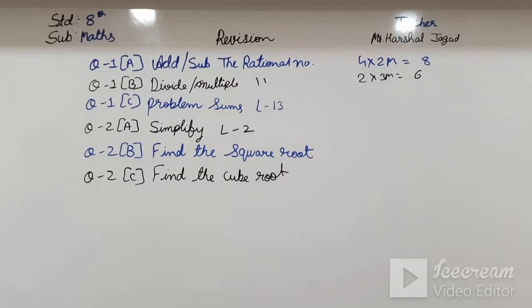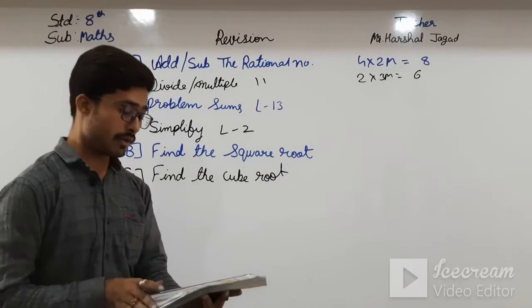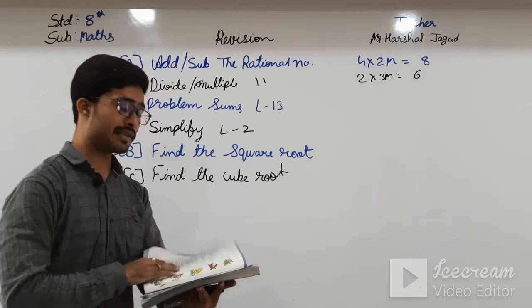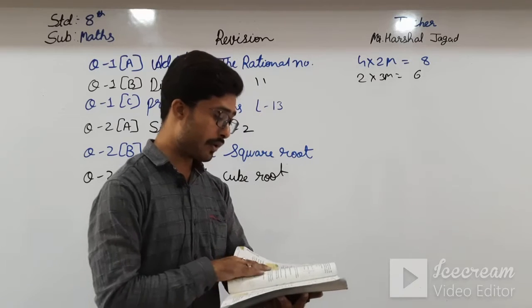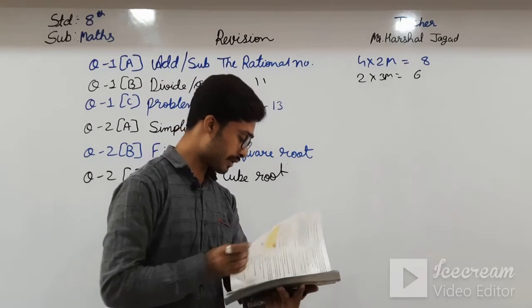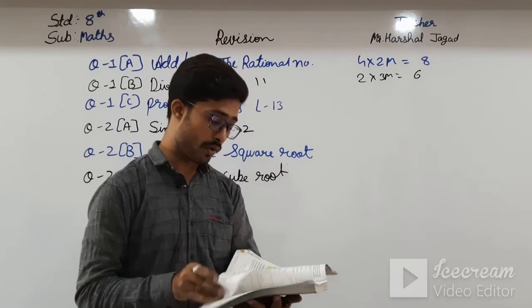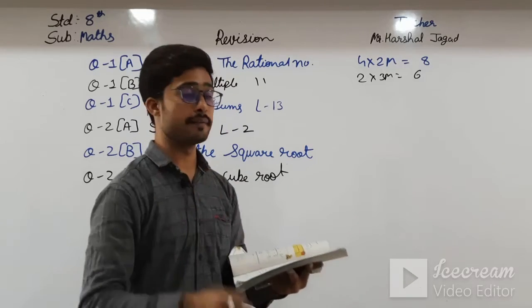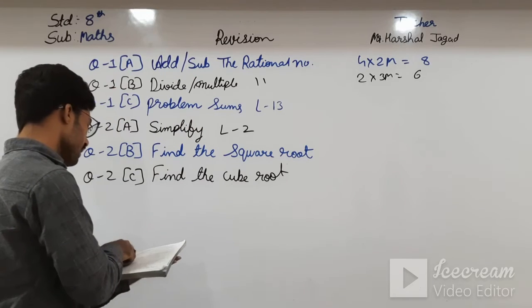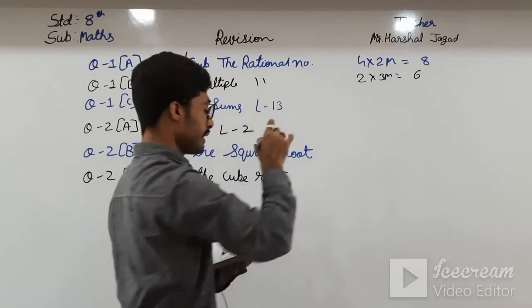Now see students, up to here I have just explained this paper. So first, you have to add and subtract the rational numbers. So first open your book, and chapter number 1 is rational numbers. Okay students, in that you have seen addition and subtraction. Here I am also writing the page numbers. See here, it is on page number 15. Here it is question number 1.